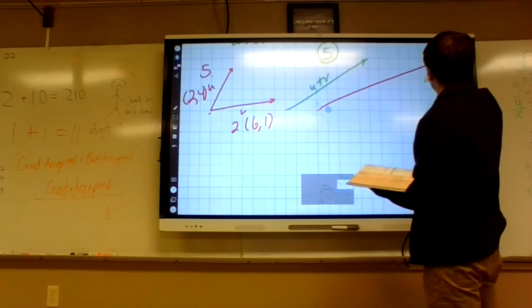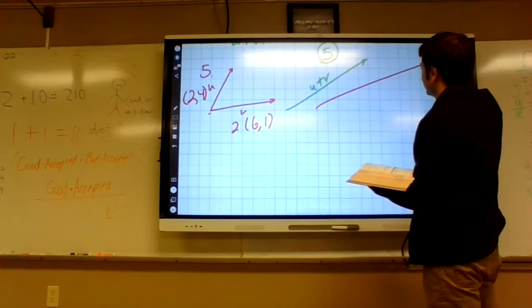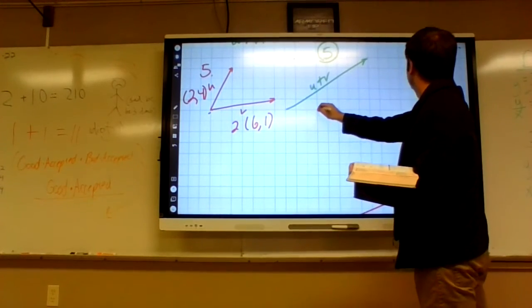Kind of missed. I have a curved vector. I have a curved one too.